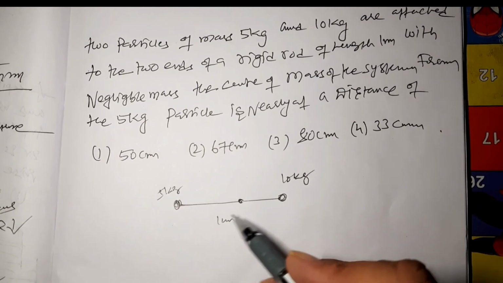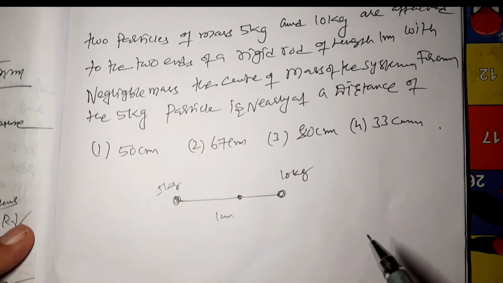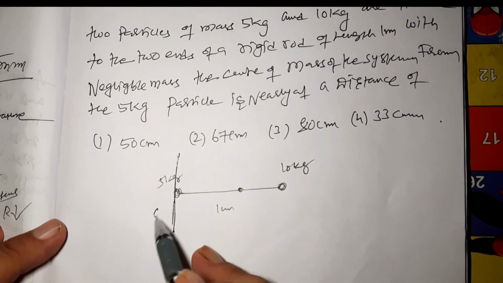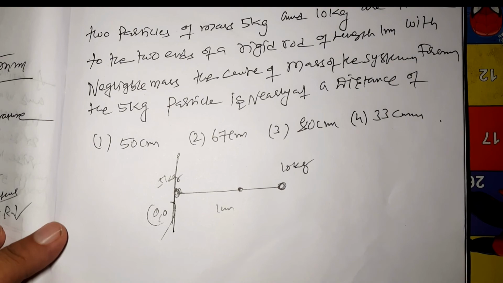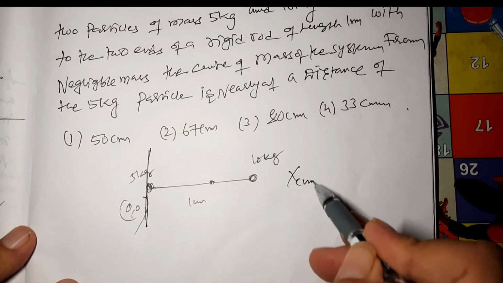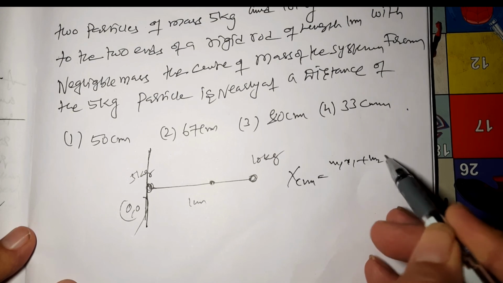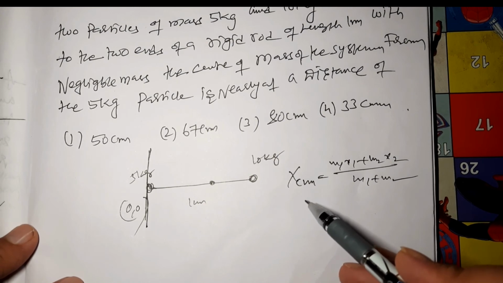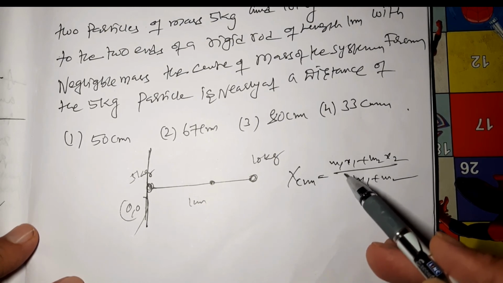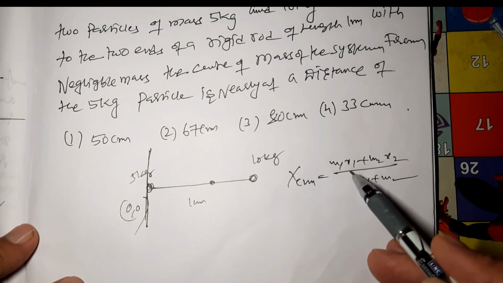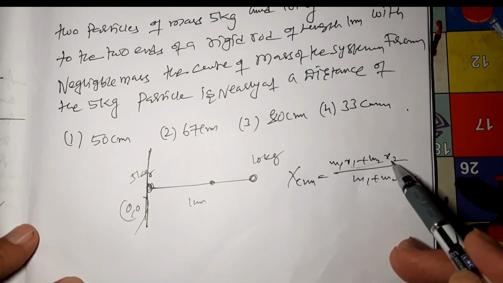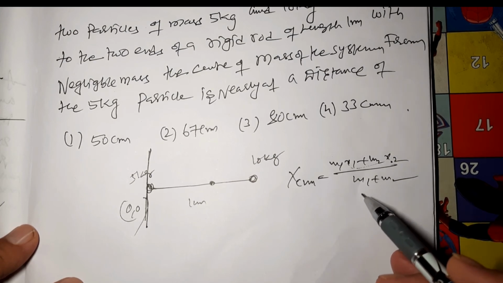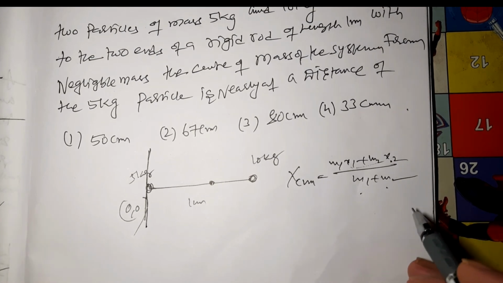Suppose the center of mass of the system is located here. We want to find the distance of the center of mass from the 5 kg. So here we take the 5 kg mass at the origin. We know the formula xcm is equal to m1 x1 plus m2 x2 divided by m1 plus m2. Here xcm means the distance of the center of mass from the origin, x1 is the distance of the first particle from the origin, and x2 is the distance of the second particle from the origin.